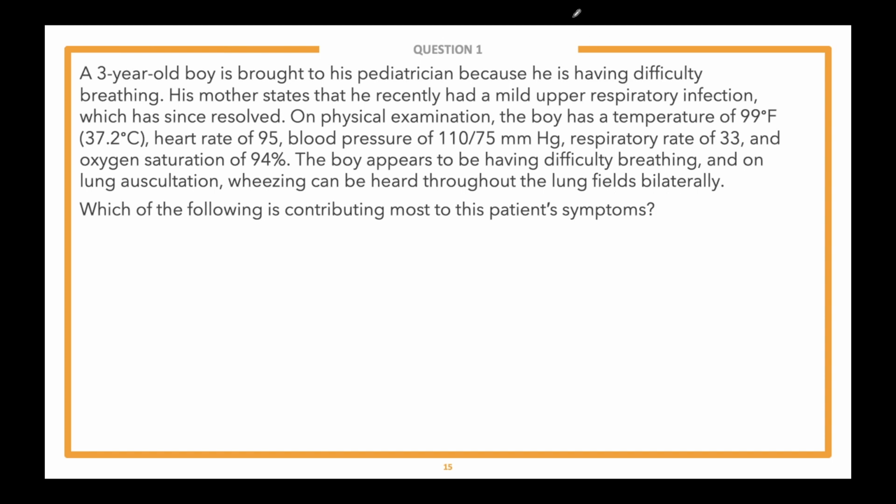Thank you, Sean. So once again, we are going to go ahead and show you what we think are the important clues in this vignette and lead-in. So now we have a younger patient, 3-year-old boy, so we need to start thinking about pediatric issues, okay? Why did he come to his pediatrician? Well, he was having difficulty breathing, okay?